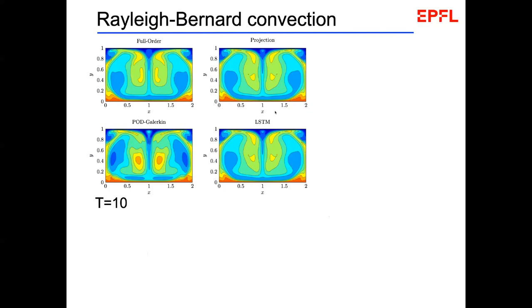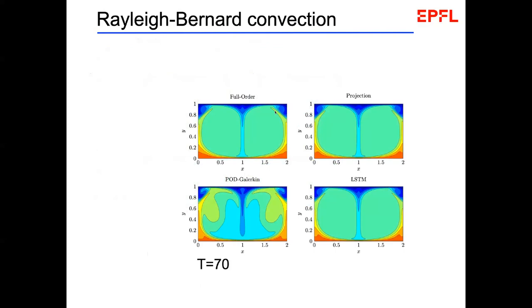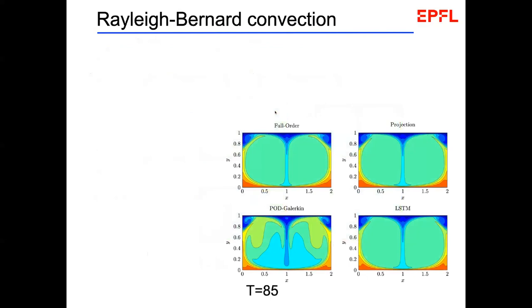At 25, we're still in the middle of the training. In some sense the reduced order model should know what's going on, but it doesn't. At 70, we're now into the prediction domain, and you can see that the pure POD Galerkin is completely overwhelmed by the errors that have been made because of the truncation. And here, at 85, the picture is the same. Again, the projection and the one modified with the LSTM are basically indistinguishable to the full order.